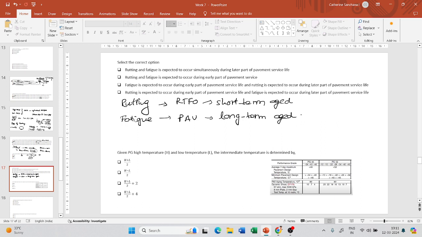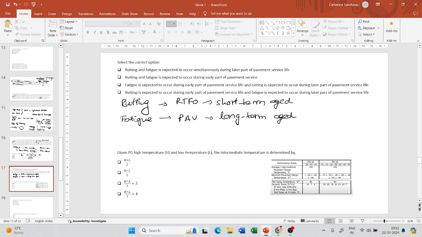From this itself, you can understand that RTFO is expected in the early stages of the pavement service life. That is why you are not using a PAV aged sample for rutting. What does PAV aged mean? It means that my bitumen has been aged for a longer duration. Fatigue usually happens in the latter part of the pavement service life, where after long-term aging, the bitumen is sufficiently stiff to contribute to fatigue cracking.